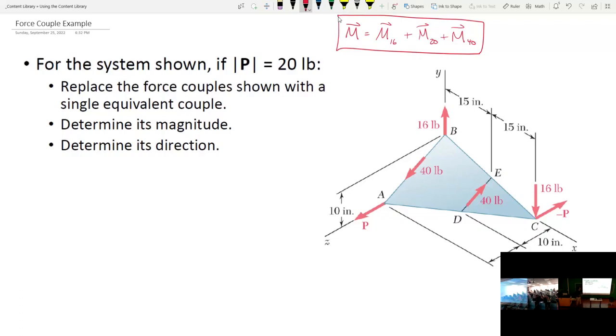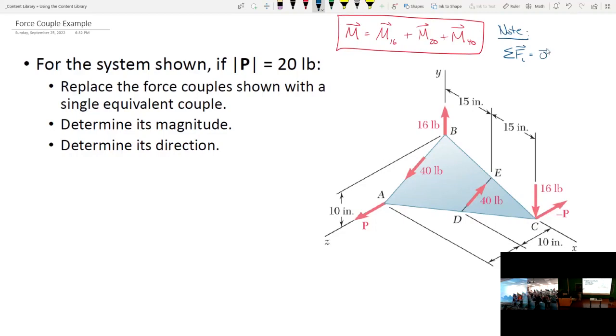Now, I would like to make a note before we move any further. Can somebody tell me what this equals? What is the sum of forces on this system? Not the sum of moments, the sum of forces. 0. It's 0. Or if we want, we could say the 0 vector, right?